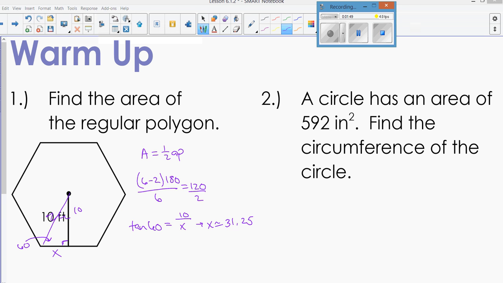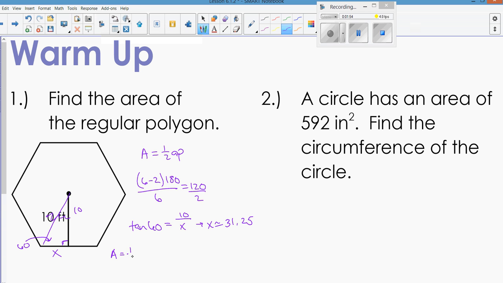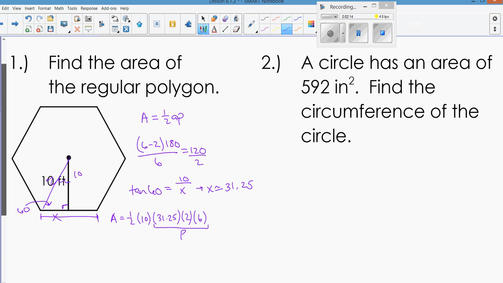Okay? So now that I know what x is, I can say that my area of my figure is equal to 1/2 my apothem, which is 10, my perimeter, which is 31.25. I need to double that to get the whole side length, and then need to multiply by 6, because there's 6 sides. So all of this right here is giving me my perimeter. So I get that my area is about 1875, exactly, somehow, square feet. Okay.